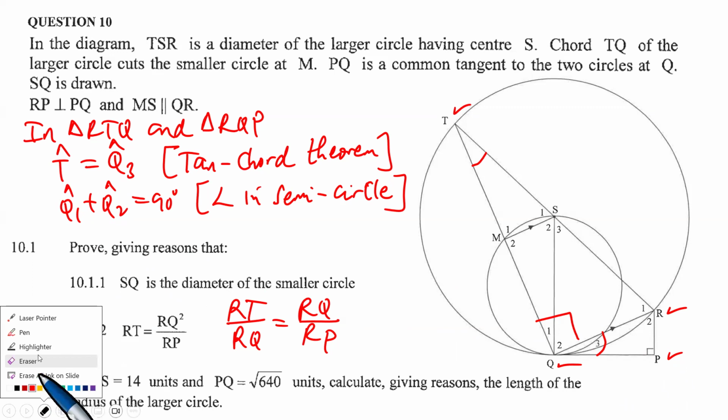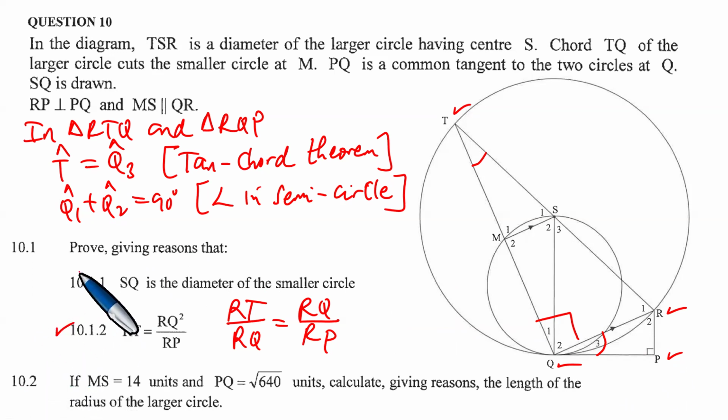Right, so the angle Q1 plus the angle Q2 is equal to angle P, which equals 90 degrees. Okay, so you have that this is 90 degrees. We have that this is also 90 degrees, and this is 90 degrees.